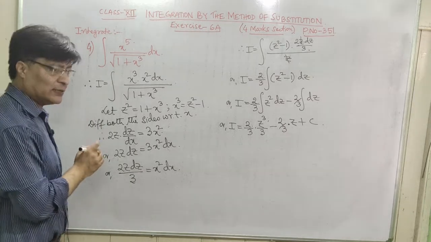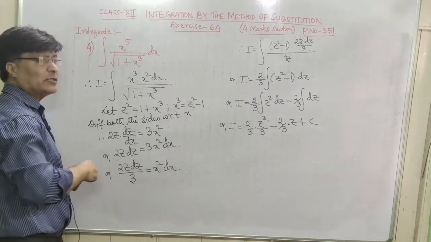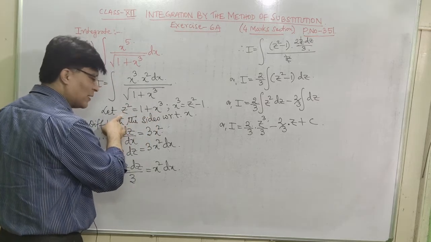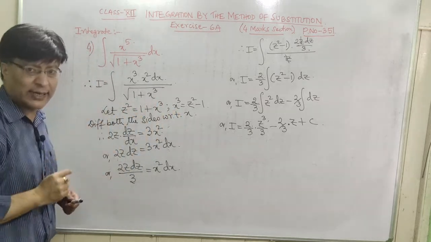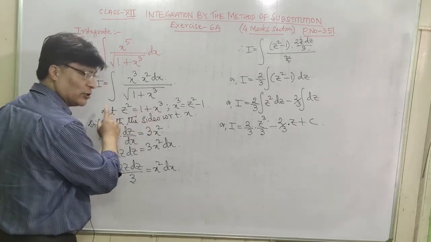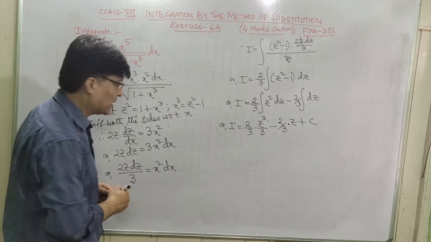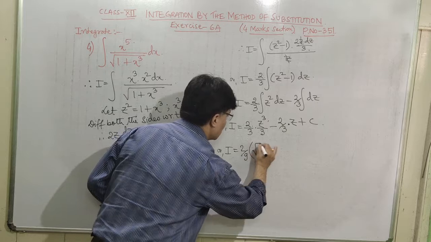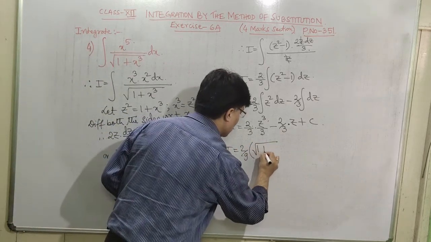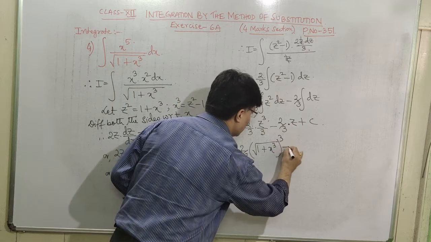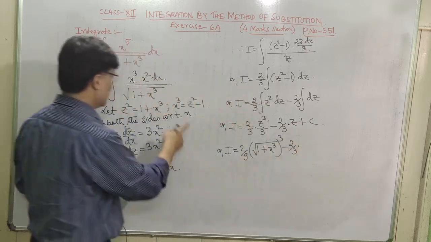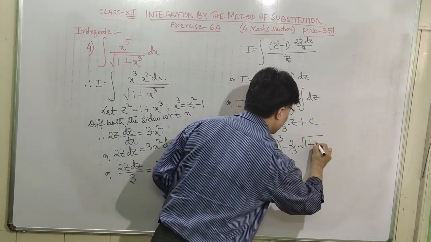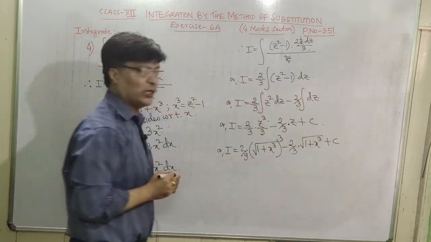Now let us put the value for z. If z square is equal to 1 plus x cube, what is the value for z only? It is root over 1 plus x cube. Or here you can write this is 2 by 9 into root over 1 plus x cube whole cube, minus 2 by 3 into, what is the value for z again? Root over 1 plus x cube, plus c.